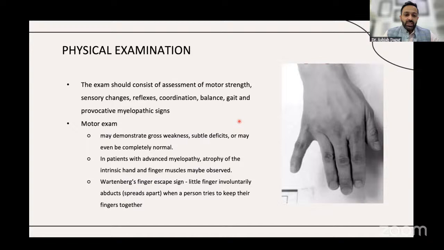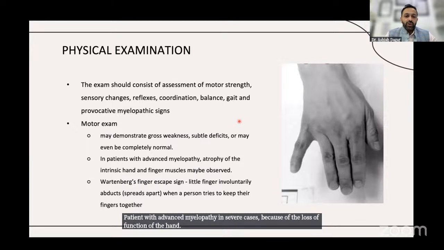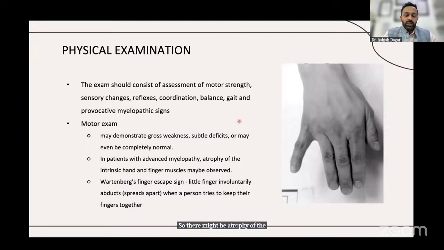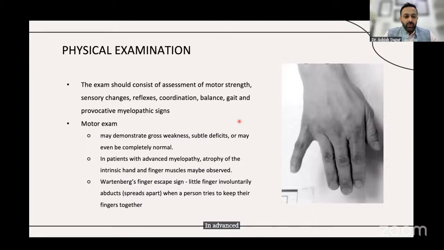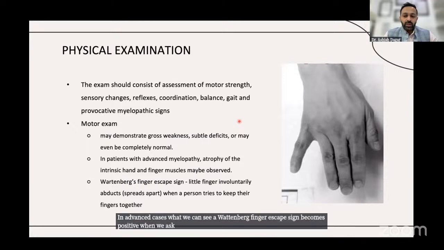In patients with advanced myelopathy in severe cases, because of the loss of function of the hand, there might be atrophy of the intrinsic muscles of the hand and fingers. In advanced cases, the Wartenberg finger escape sign becomes positive when we ask the patient to adduct all the fingers. The little finger stays abducted.